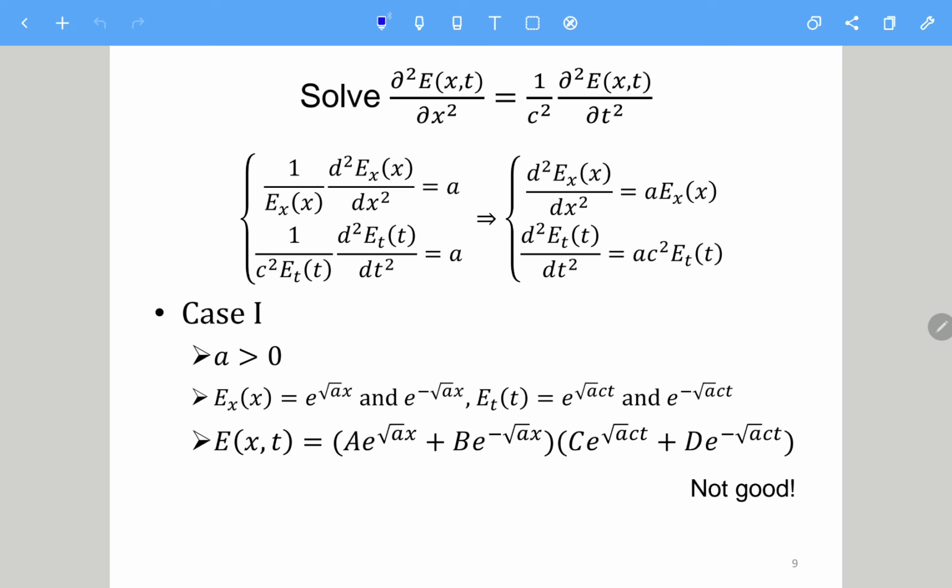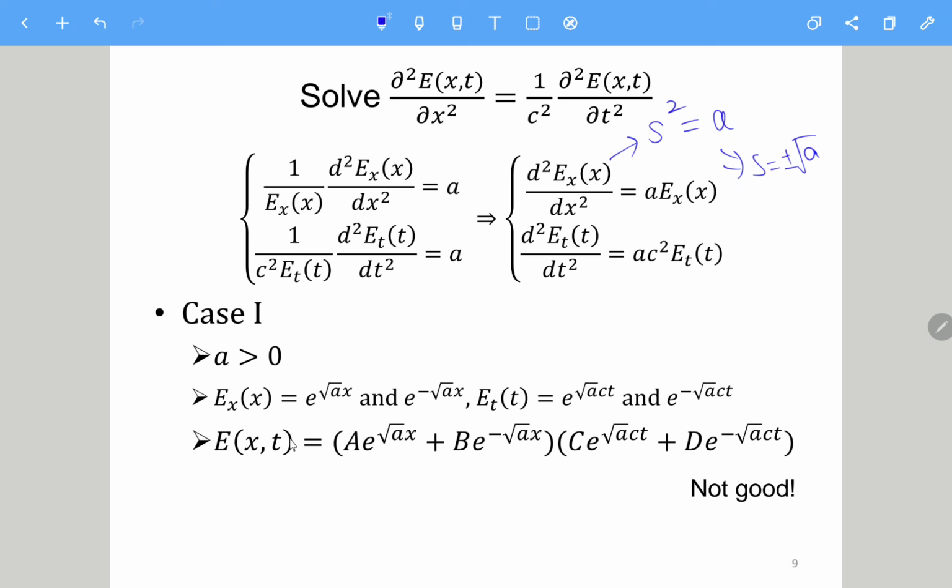Okay, so there are three cases. If a is larger than 0, if a is a positive number, then we can just change. This is a second derivative. This is s squared equals a, and then this is the original function. We change it to 1. So in this case, we have s equals plus or minus square root of a. So we have the solution to be exponential of square root of a times x, exponential of negative square root of a times x. And then similarly, if a is positive, we have exponential of square root of a times c times t, and negative square root of a times c times t.